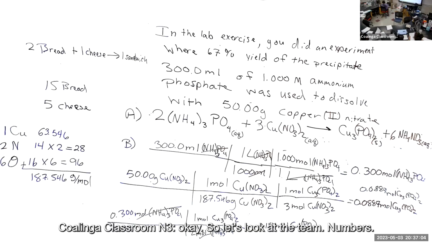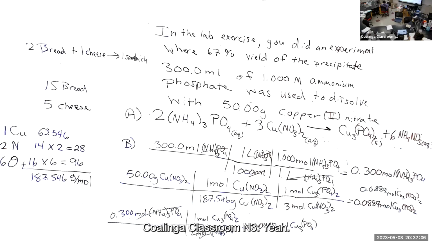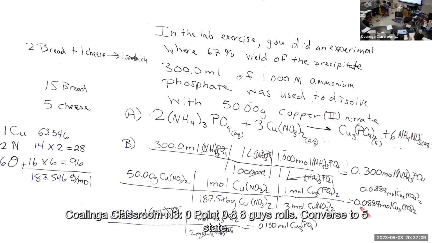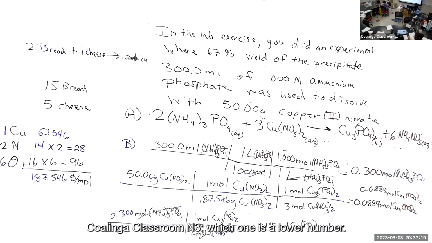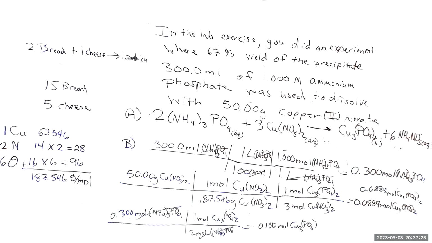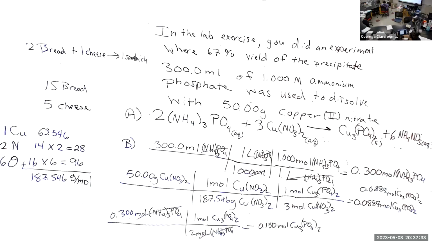Okay, so let's look at the two numbers. We have 0.0889 moles of copper phosphate, and we have 0.150 moles of copper phosphate. Which one is a lower number? Isn't it Cu3(PO4)2? That is correct. So which one is the lower number?